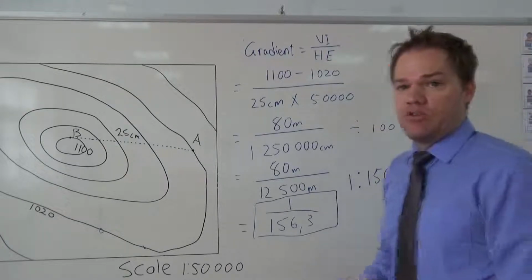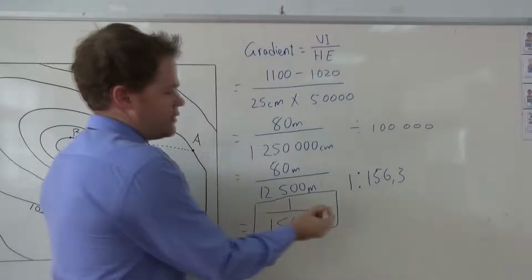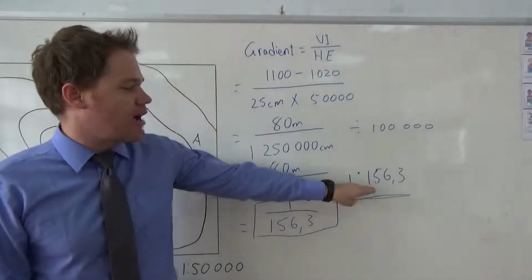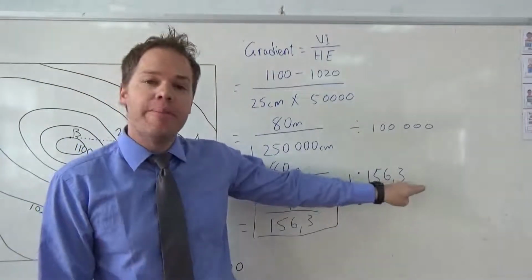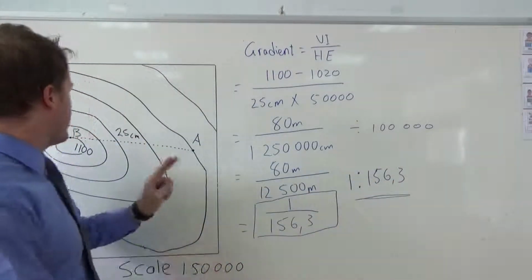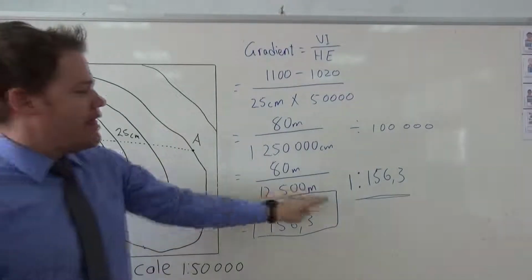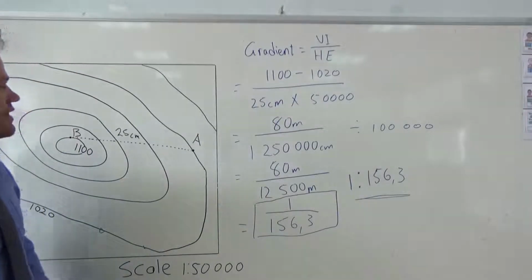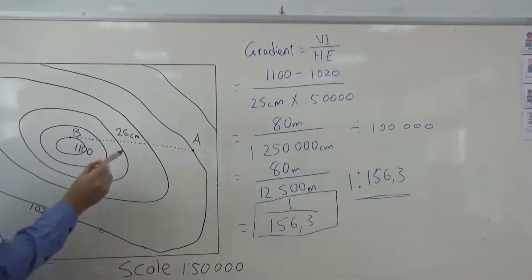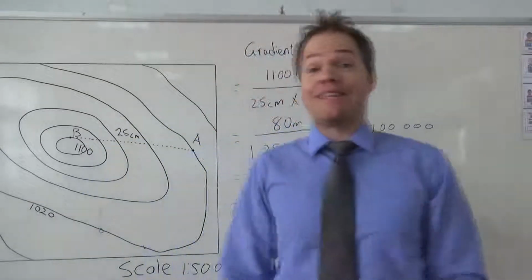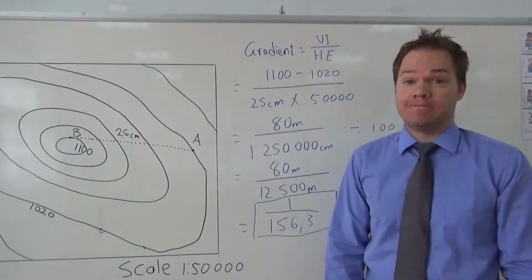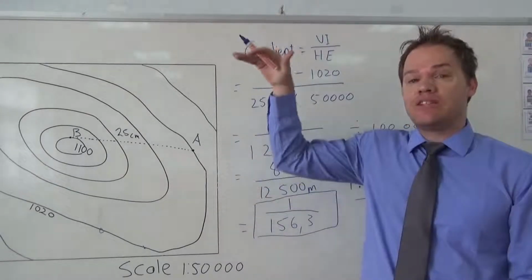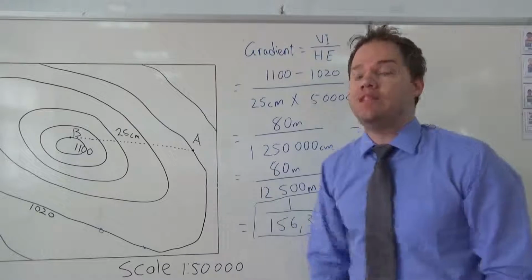Now, some of you will remember what this ratio is telling us. It tells us that for every 156.3 meters that we travel from point A to point B, there will be an increase in height of 1 meter. Now, what does this tell us about the slope? It tells us that it's a very, very gentle slope, because you have to travel quite a long distance before there's an increase in height of only 1 meter.